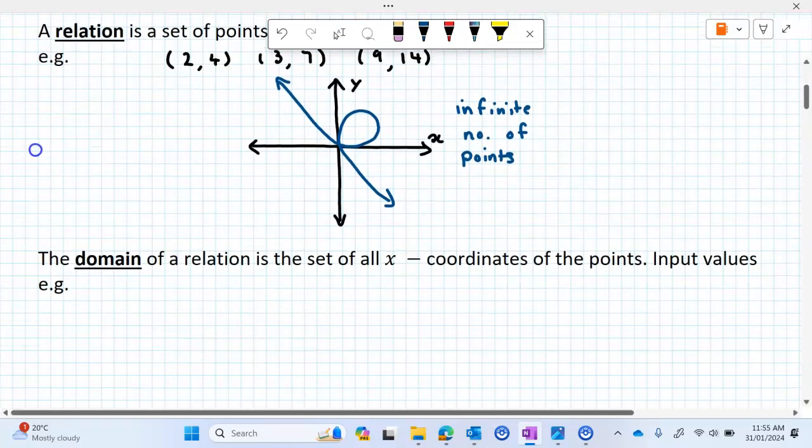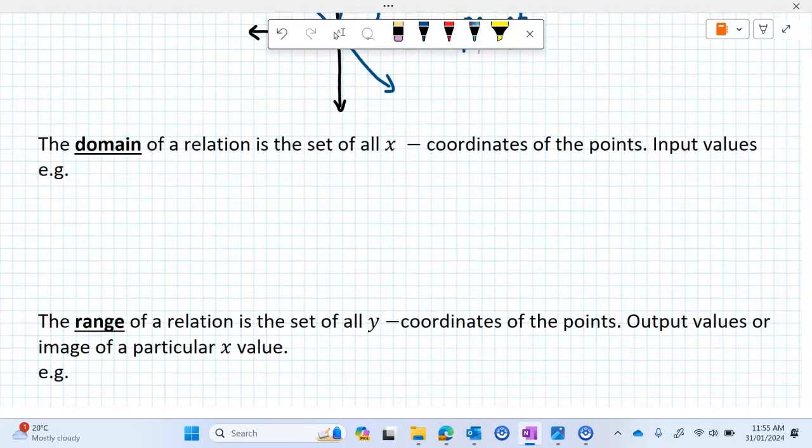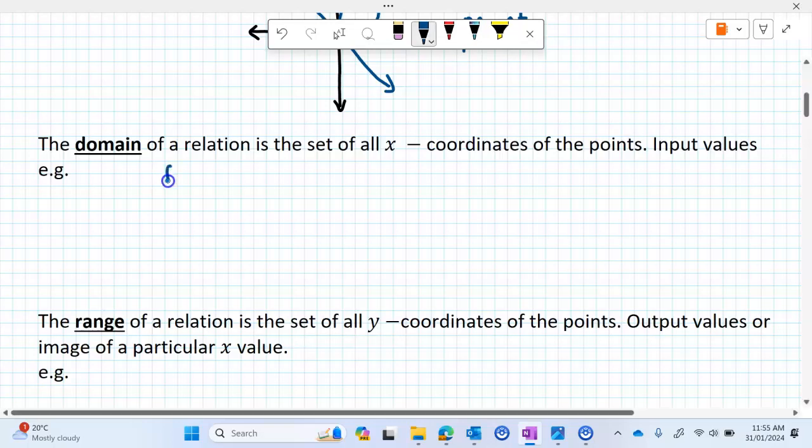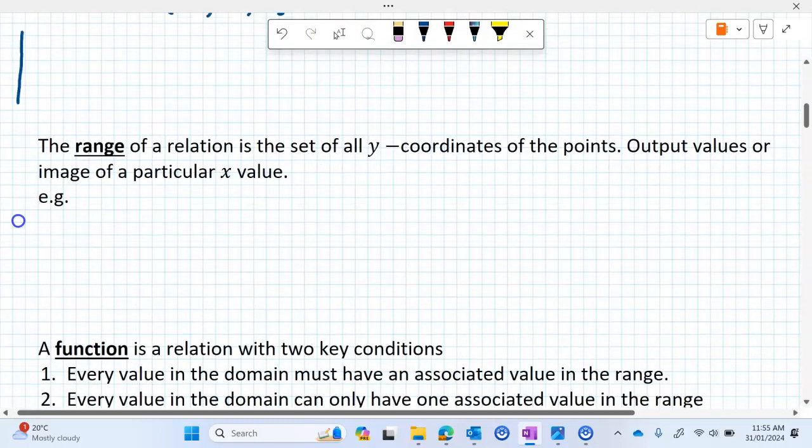If we then want to think about the domain, it's just the set of all x coordinates of these points, and sometimes that's called the input values, because with a relation or a function you can input values and then you get output values, which we'll talk about in a bit more detail. If I take my 3 points above, the input values or the domain would be 2, 3 and 9. Now the relation that I drew extends on forever in both directions.